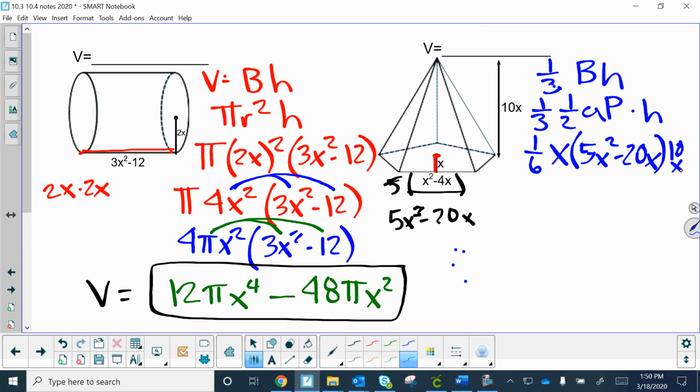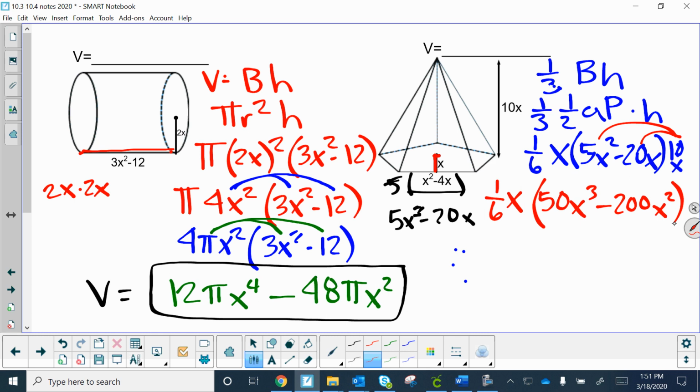Okay, so now it's time to do the simplifying. So best thing that I would probably want to simplify first is I'm going to distribute the 10x over here. Okay, so the 10x, and I know it looks weird on how I'm going from right to left, but to me that would be the easiest way. So I have 1/6 x, and then on here, what's 10x times 5x squared? That would be 50x cubed. And then what's 10x times negative 20x? So that would be negative 200x squared.